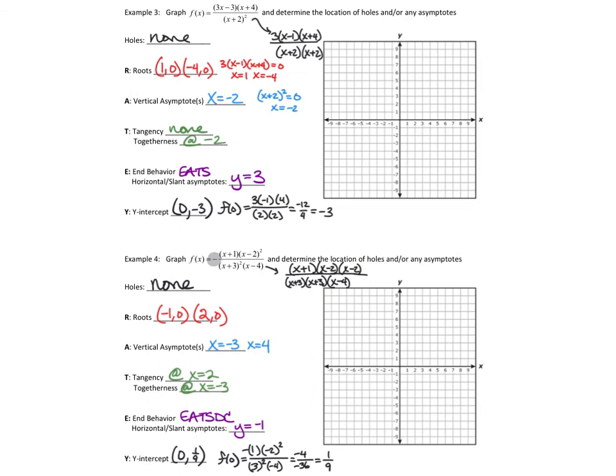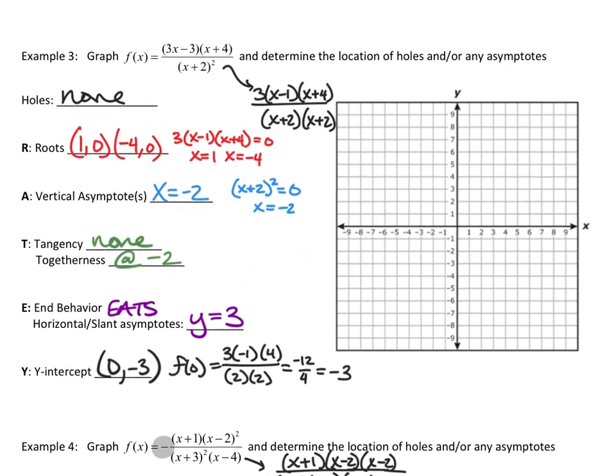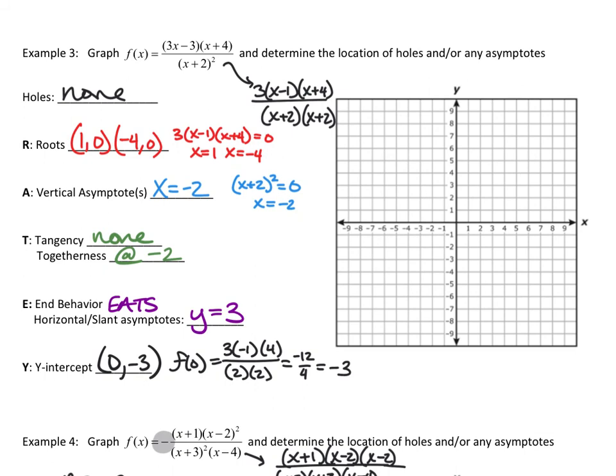So if you're needing help finding all the RATEY stuff, maybe come in so I can help you, or go back and watch those other parts again. But in this first one, example 3, here's all the information I got from RATEY. Let's graph it. We know there are no holes, but there is a root at 1 and at -4. We also know there's a vertical asymptote at -2.